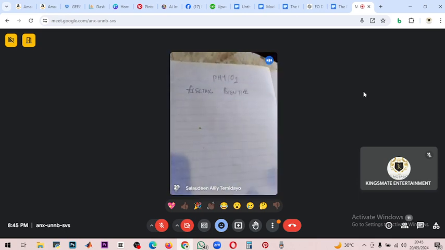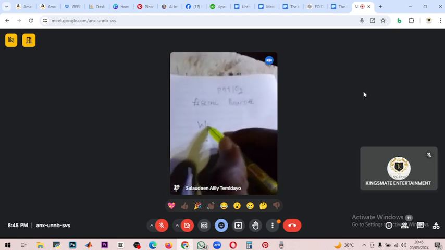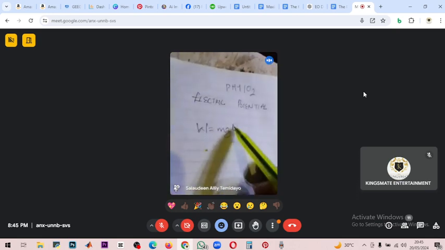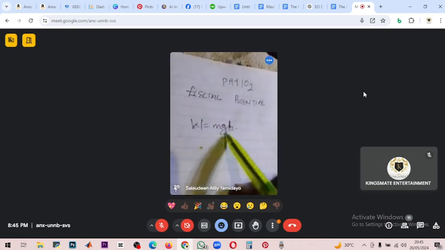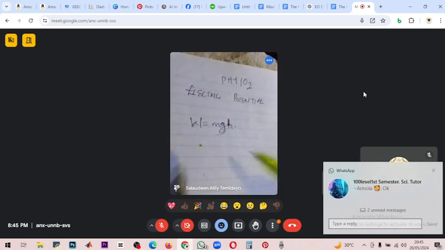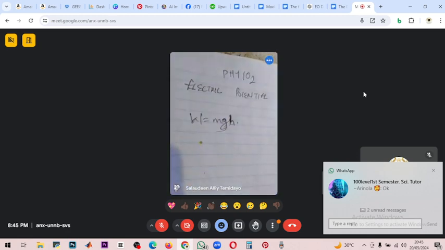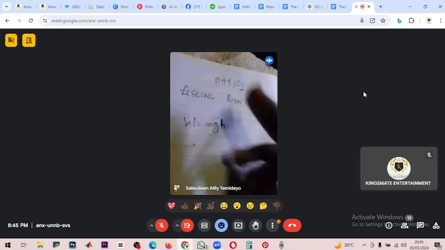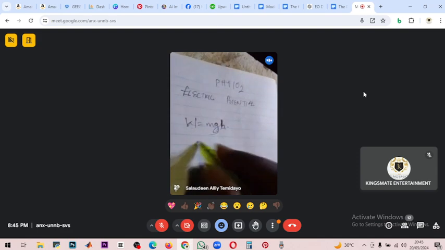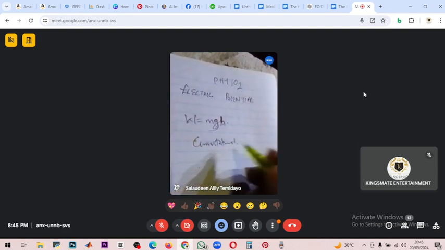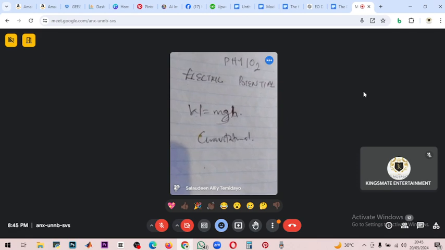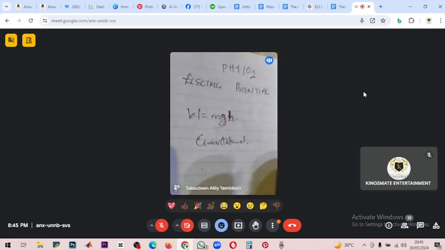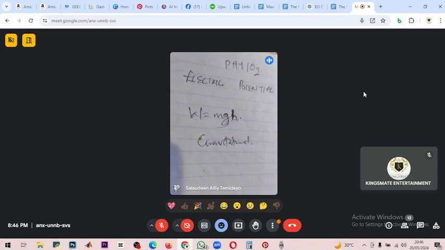Potential, in the sense that we're talking about mass, means the work done in bringing that mass from a point where it has a particular height to a point where the height is zero, or where there is no more potential energy. For potential to occur in a gravitational field, there must always be a height H. Gravitational potential is the work done when a mass moves from a particular point to infinity.